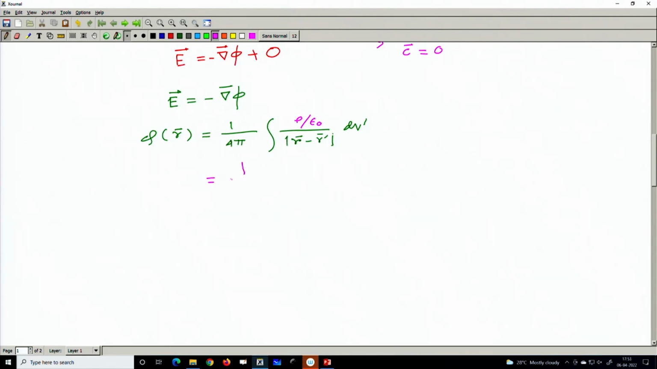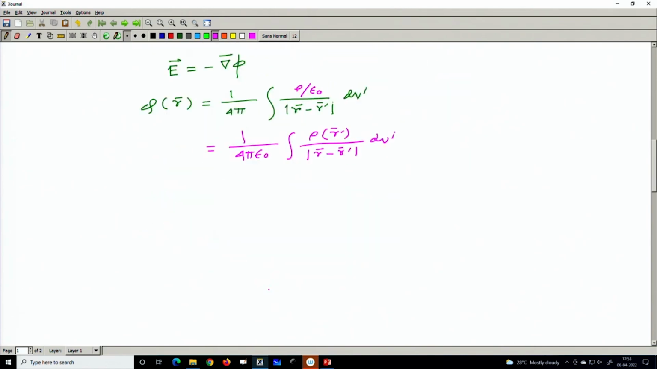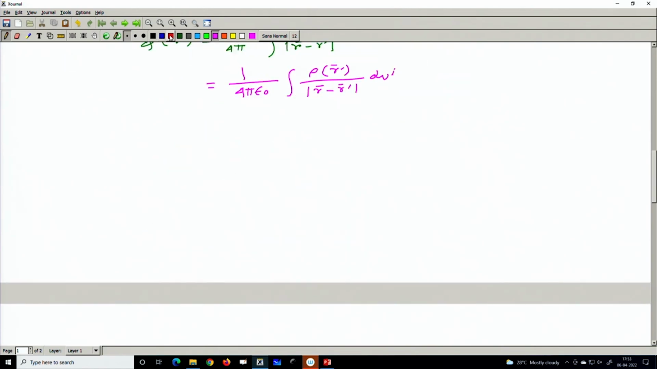So when you solve phi, I will get 1 divided by 4 pi epsilon 0 times the integration of rho, which is a function of r prime, divided by the distance between the field point r and the source point r prime, dv prime. In a similar way, I can extend this for the magnetic field.